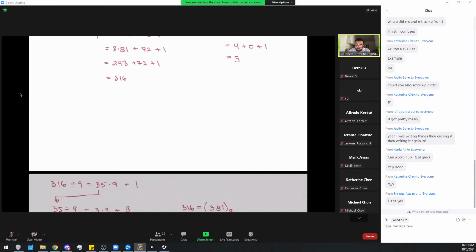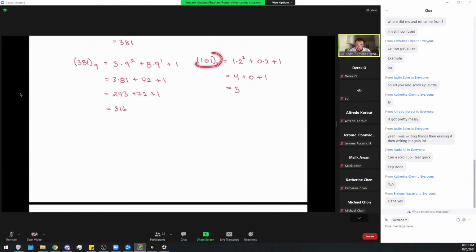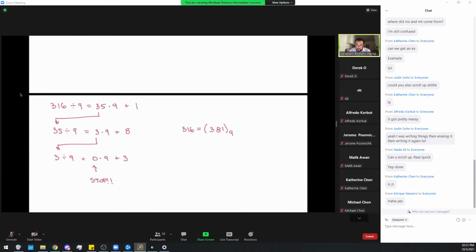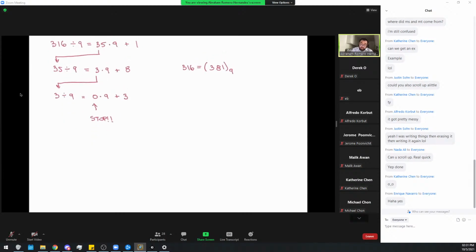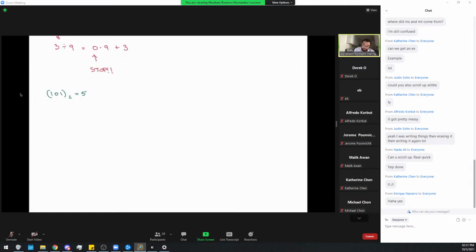Another one that we did was this one. 101 base 2 became 5. So what if we want to get back to 101? Can we do that? Well, let's find out. 101 base 2 was equal to 5. Let's say I want to go backwards.